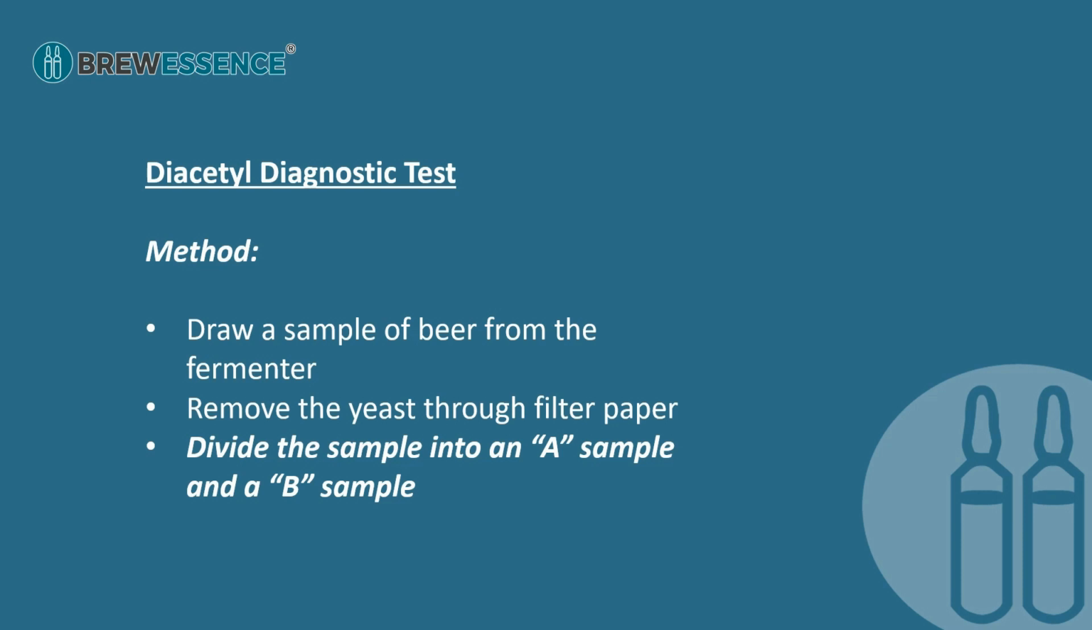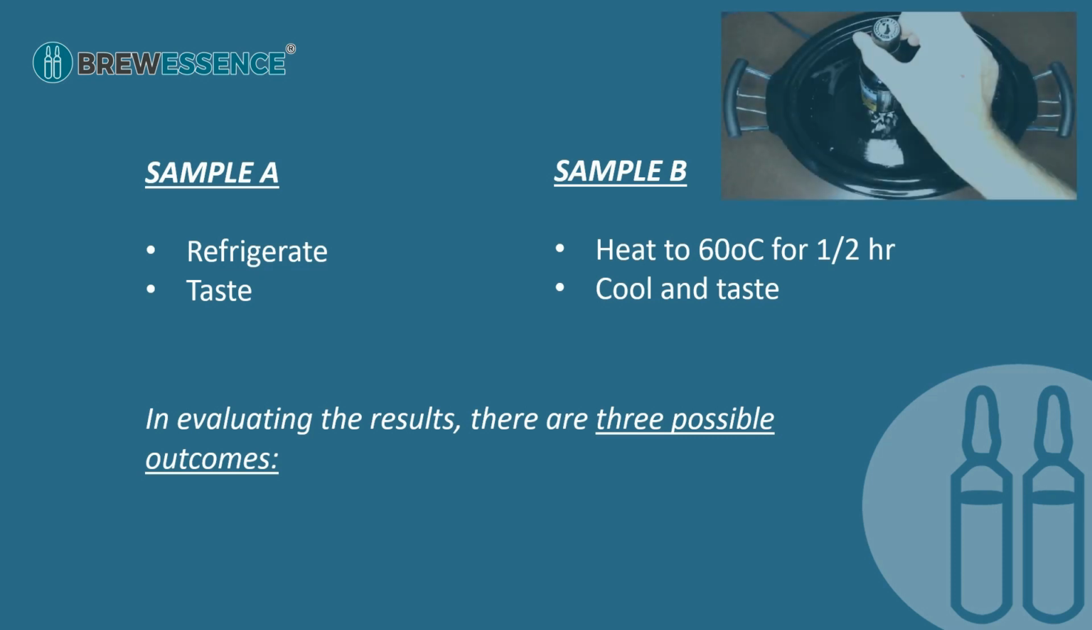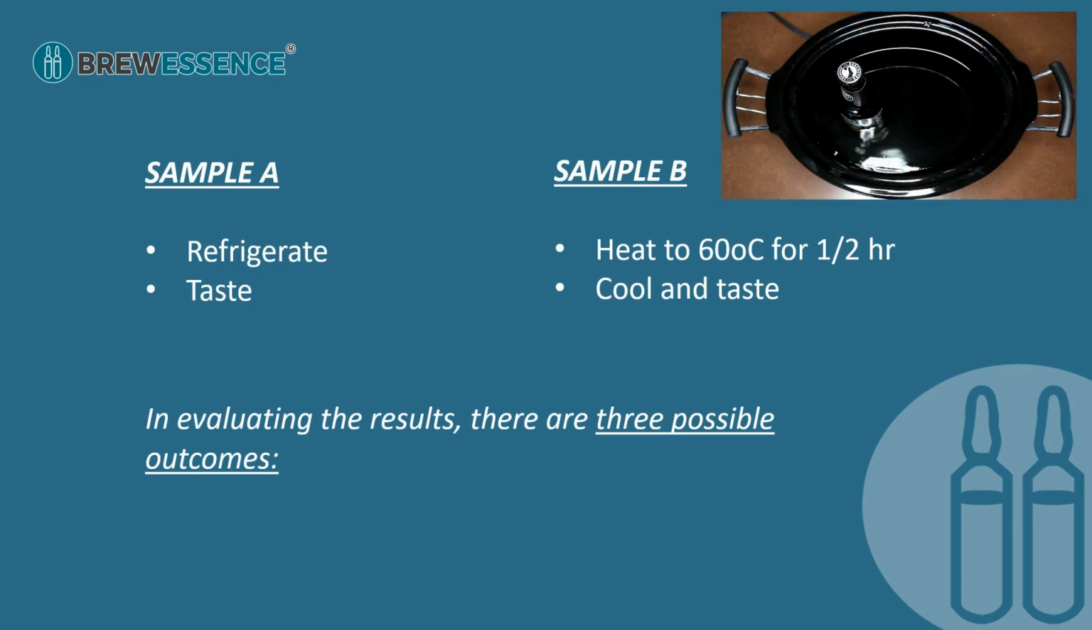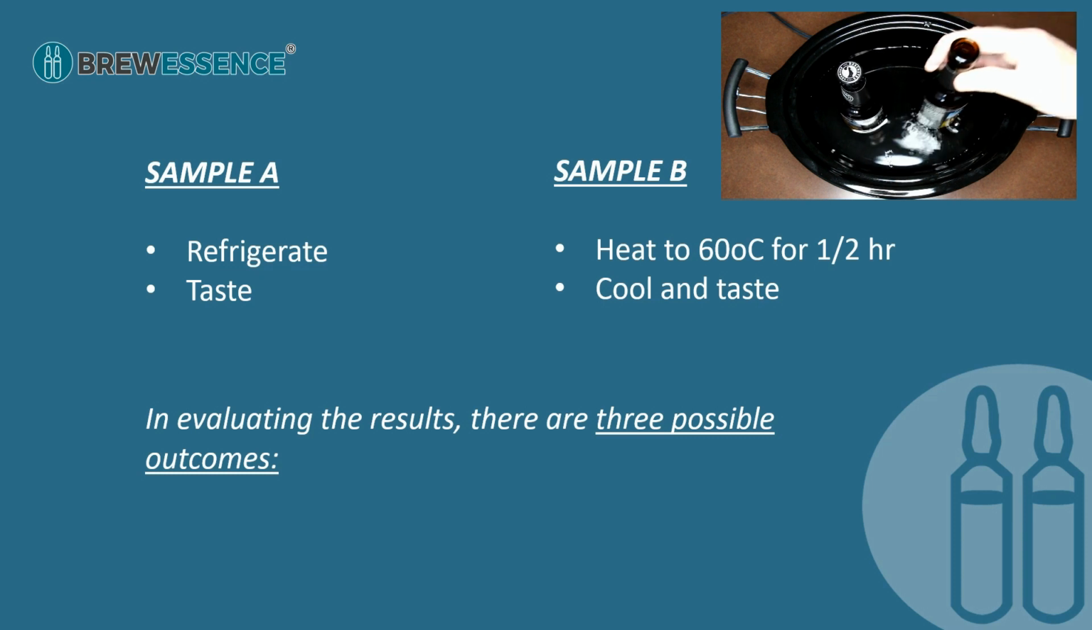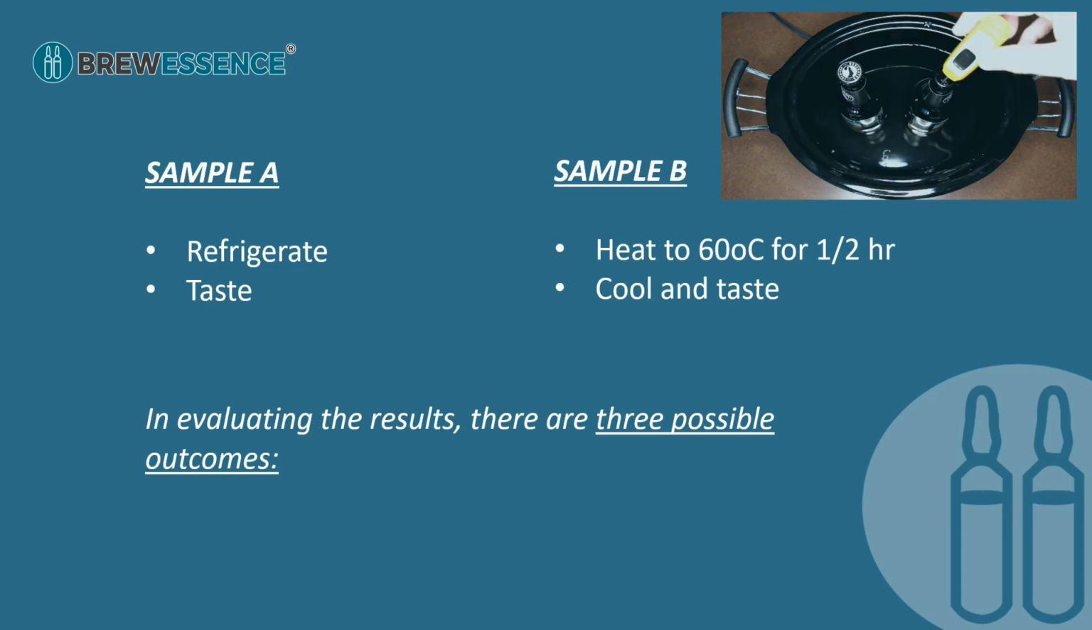For the diacetyl diagnostic test, we need to draw a sample of beer from the fermenter and remove the yeast by filtering it through filter paper. We then divide the sample into an A sample and a B sample. With sample A, we refrigerate it and taste it. With sample B, we heat it to 60 degrees Celsius for half an hour. We then cool it and then taste it. In evaluating the results, there are three possible outcomes.